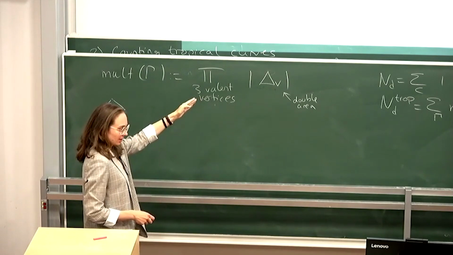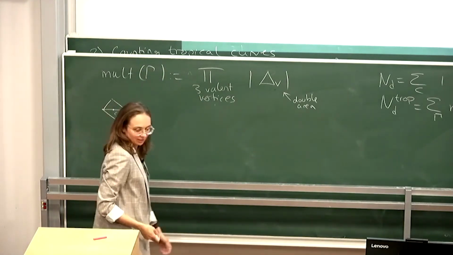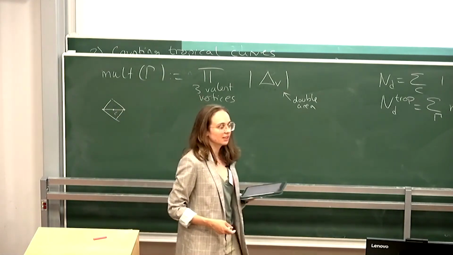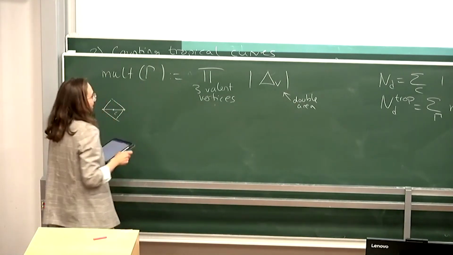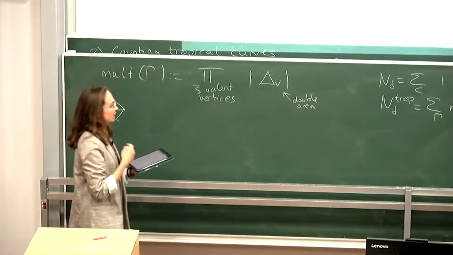But there's still an invariant. If you move the points, you can still show that the sum is invariant. But you can get very different tropical curves and combinatorial types.